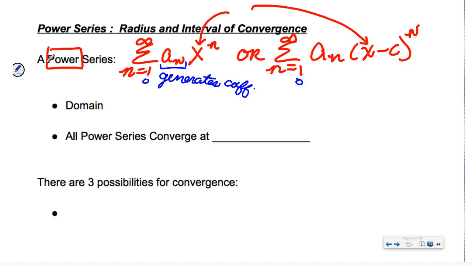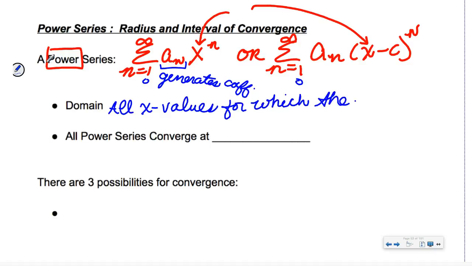All right. So when you talk about functions, you talk about their domains. For a power series, the domain is all x values for which the series converges. This is going to be really confusing for a while until we go do an example.